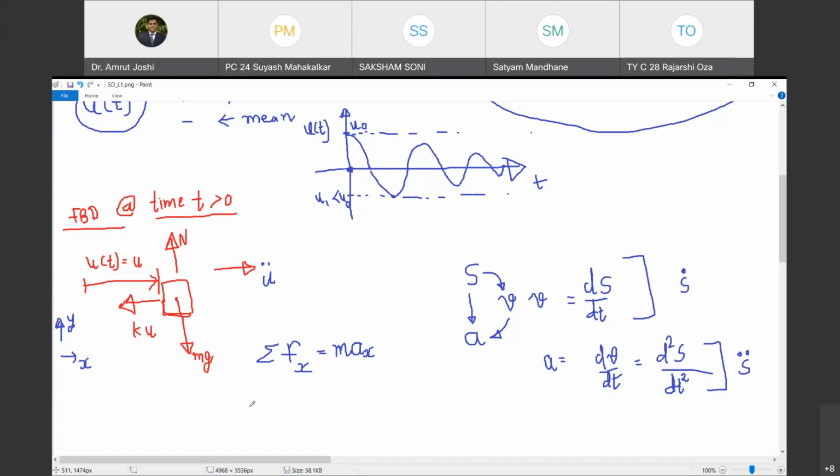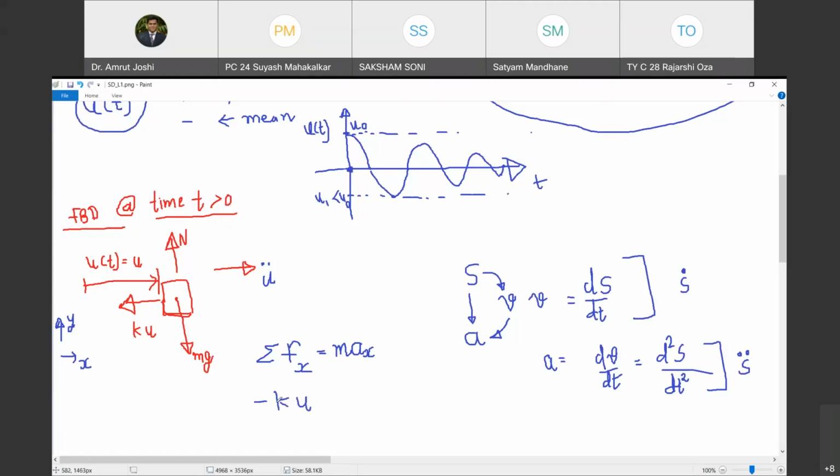KU and U double dot. U double dot is not a force. Sorry, sir, KU. Do you agree with me? So the only force in the x direction is KU. And is it in the positive x direction or negative x direction? Negative x direction. So I will write it as minus KU. Do you agree with me?